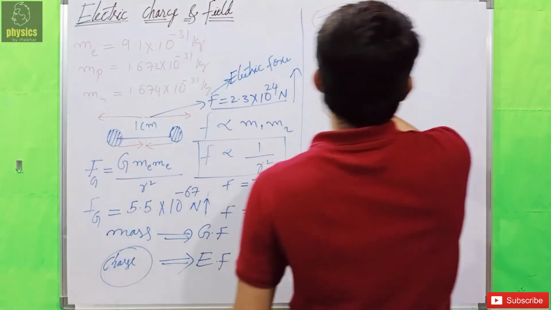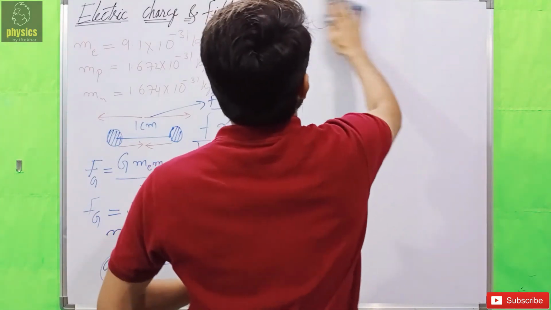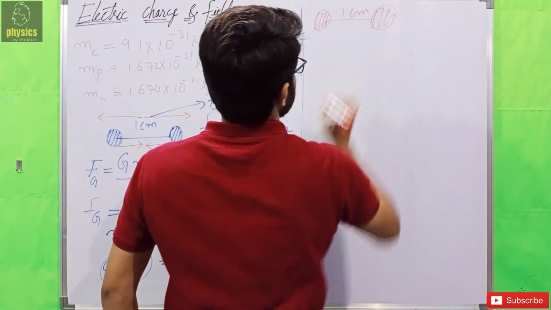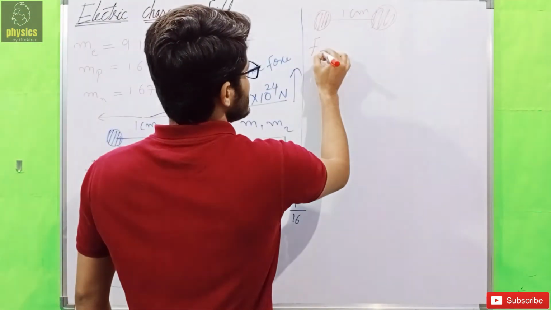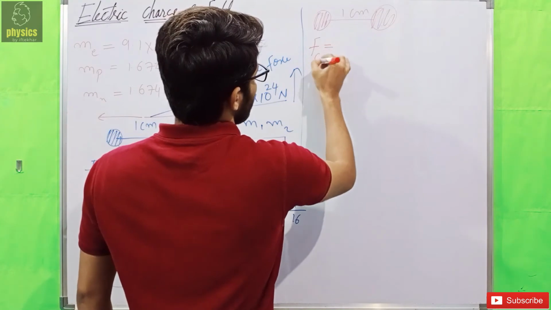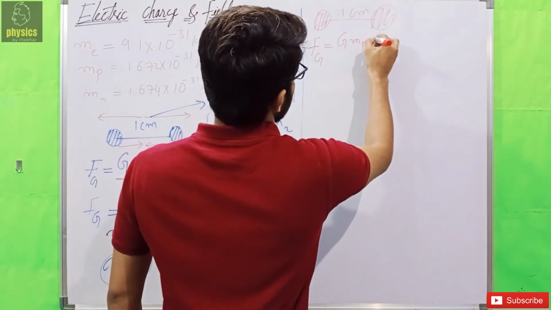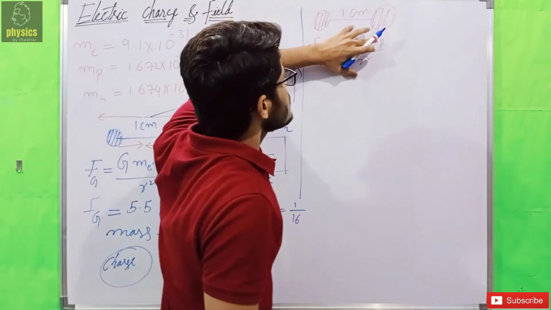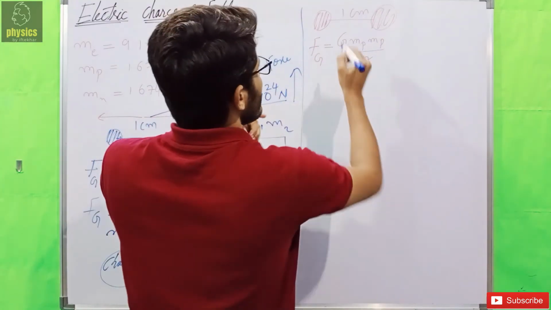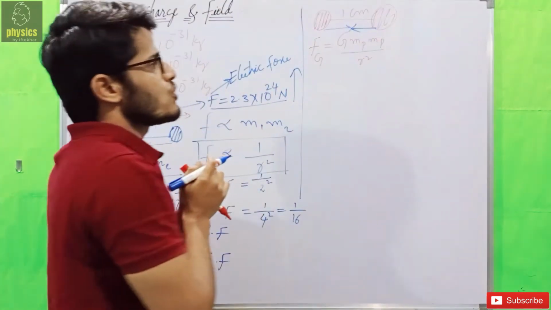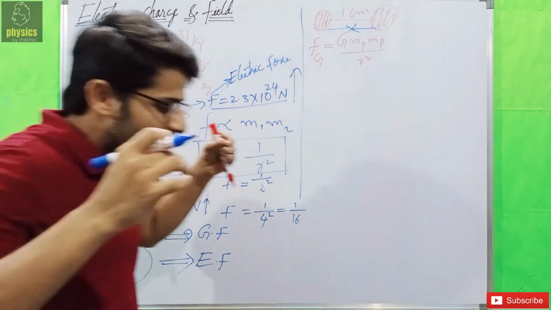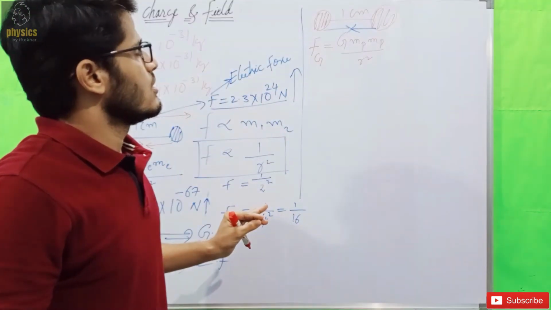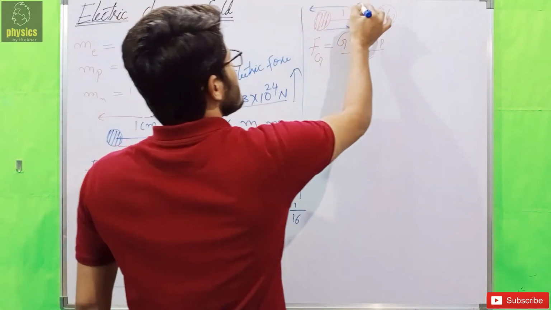Let's take two protons, separated by 1 centimeter. The gravitational force of attraction between them will be given by this expression, and according to this law there will be attraction between these two protons because of their masses. But what we have observed experimentally is completely different. What we are actually seeing is repulsion between these two protons.